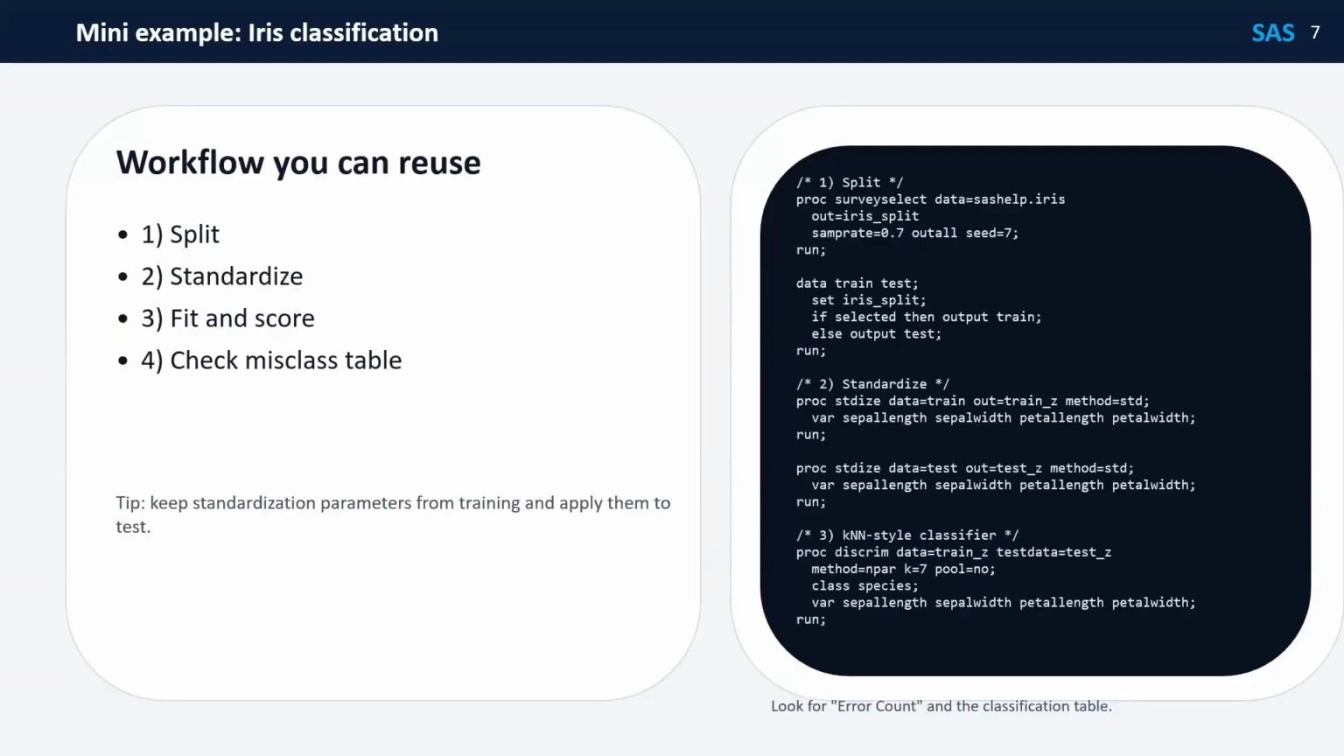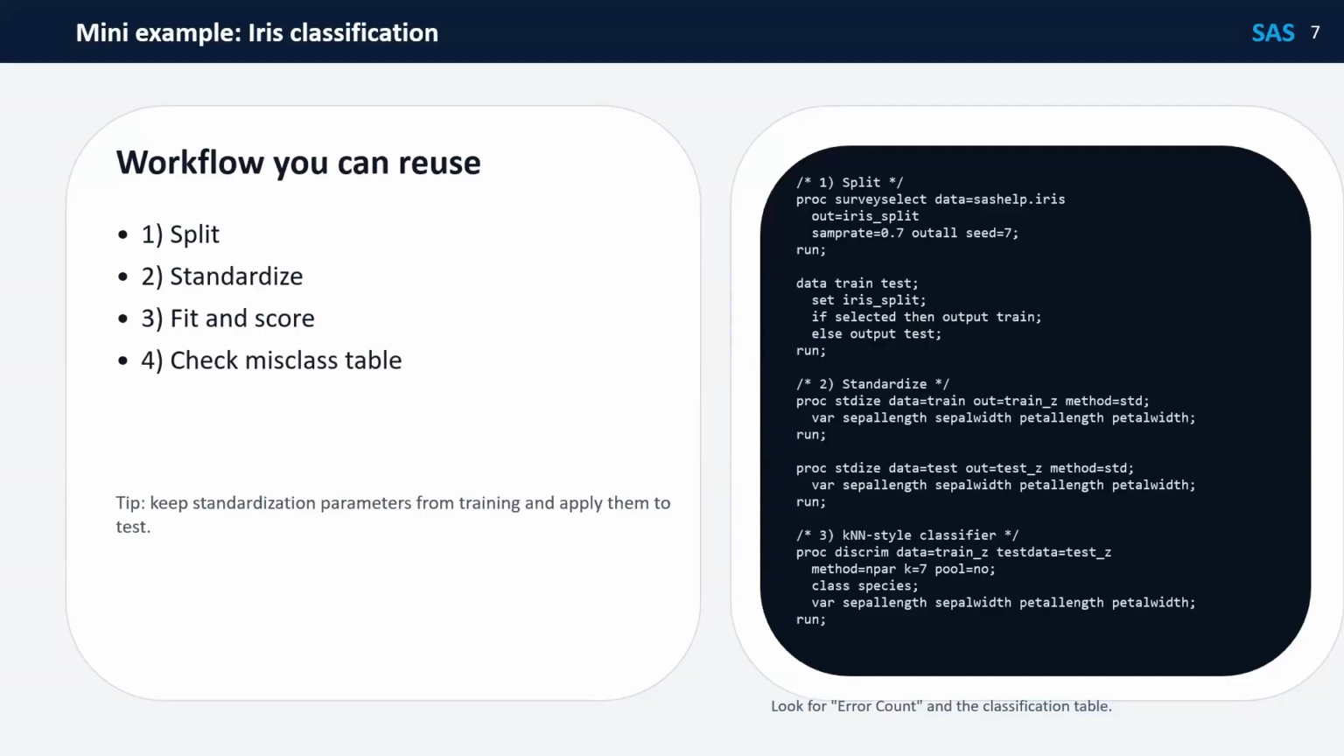If you look at the tip on this slide, it's very important. When you standardize, you want the test data on the same scale as your training. In practice, you learn the standardization from training, then apply those parameters to the test. Otherwise, you're measuring distance in a different coordinate system.